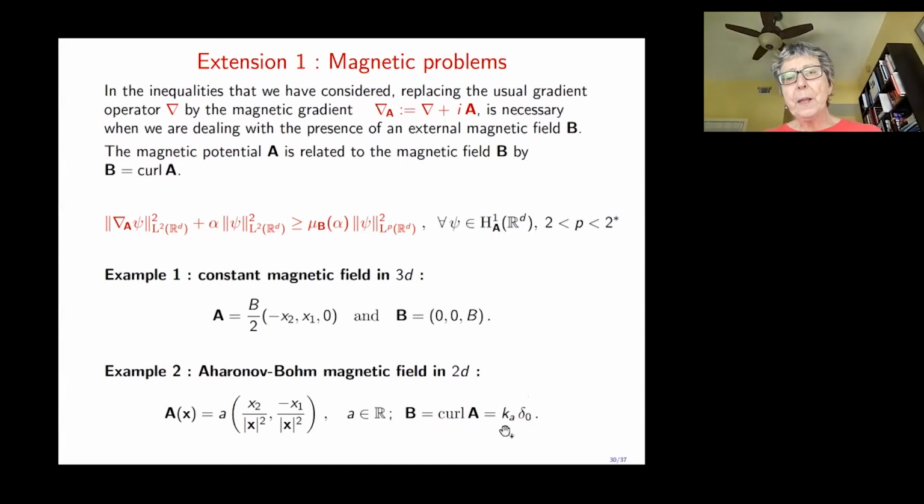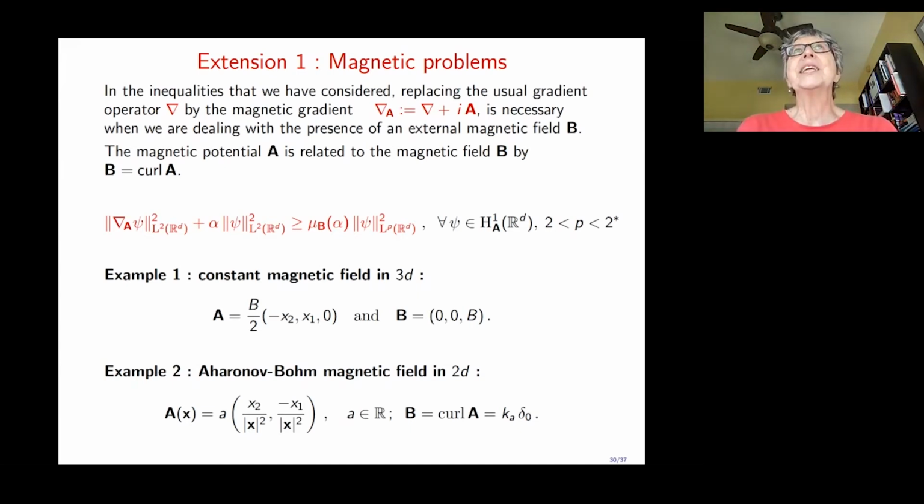So in the case of this Aharonov-Bohm magnetic field, Aharonov and Bohm are physicists who introduced this because they wanted to study some physical problems. I didn't go into the explanation here. You can see that you can consider the associated magnetic potential, this A of x, which looks a little bit like the previous one, only you have singularities. You see x2, x1 squared minus x1 squared. Well, the singularities are normal because you have a very singular magnetic field.